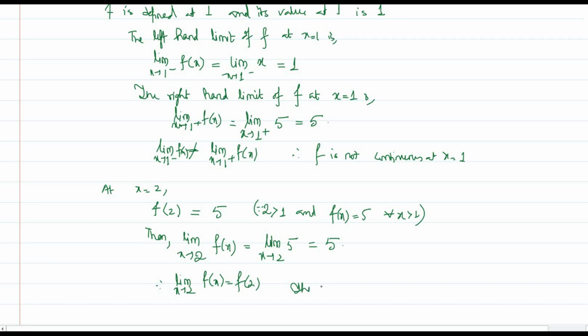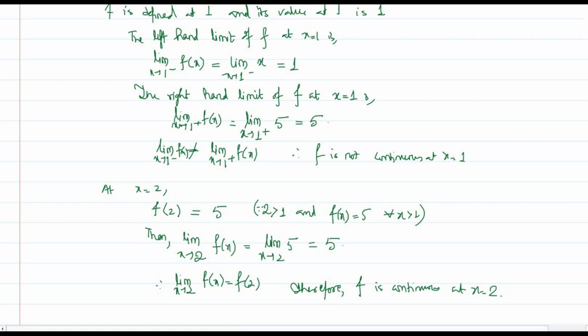So therefore f is continuous at x equal to 2. Therefore f is continuous at x equal to 2, and that is what I concluded. So I have concluded its continuity at all the points in the function, and therefore the question is done.